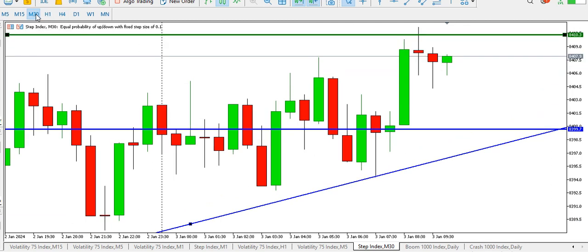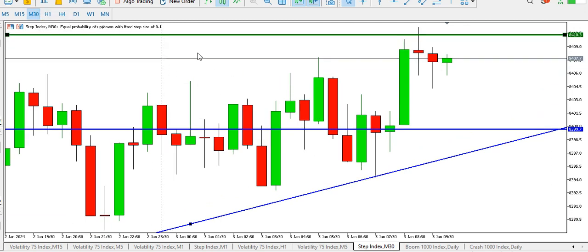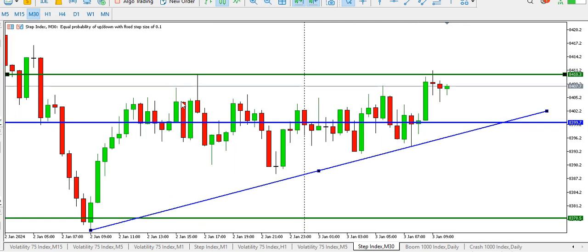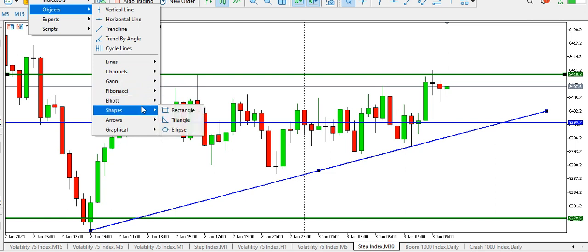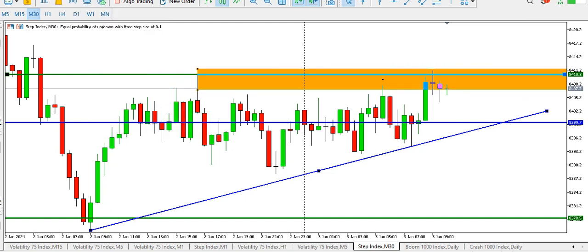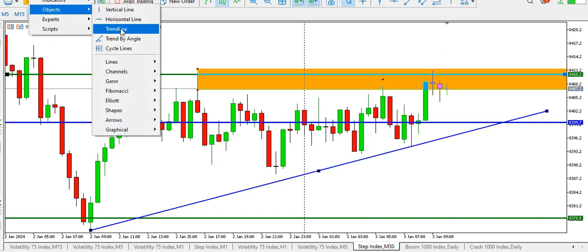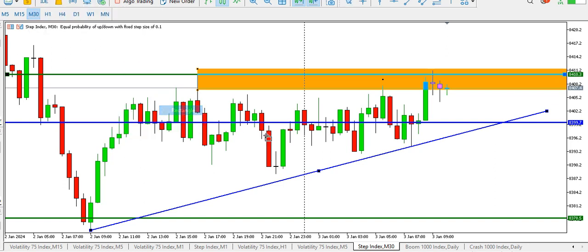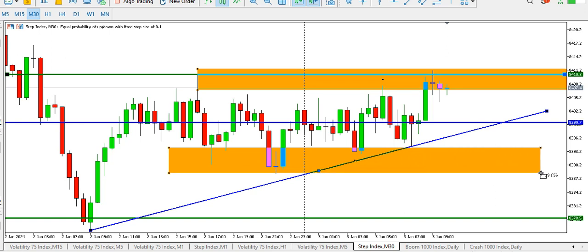On the 30 minutes time frame for step index, we have a range in view. Price is currently ranging. We'll be looking for a break out of the current range. This is the range top, and this is the range bottom. We might be looking for a break of this current range, but for now, price is ranging, and the likely direction is to the top side.